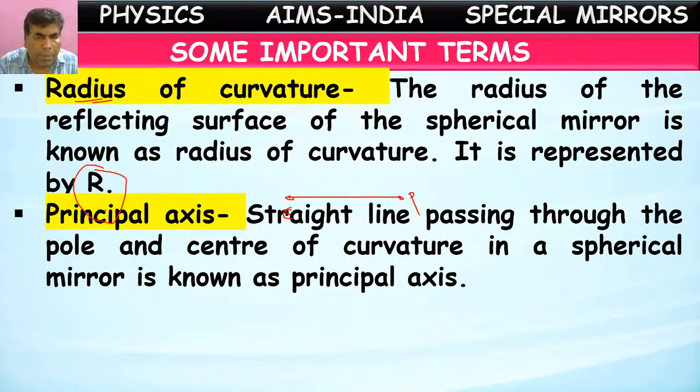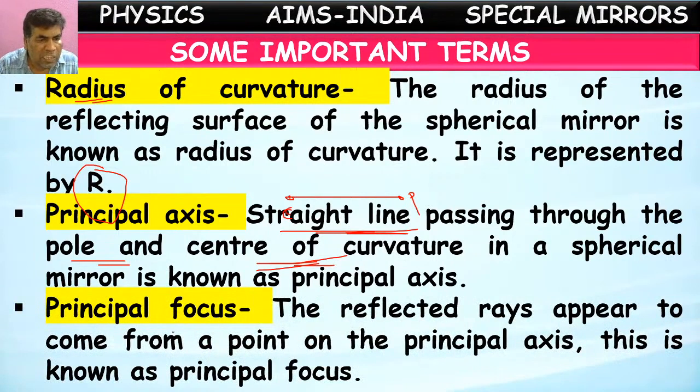Next, principal axis. Principal axis means a straight line. Which straight line? The one passing through the pole and center of curvature. What is the importance of principal axis? With the help of the principal axis, we can find the location of the image, the position of the image.